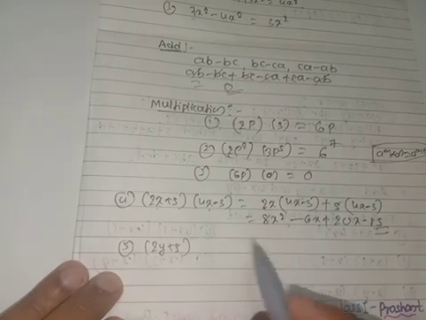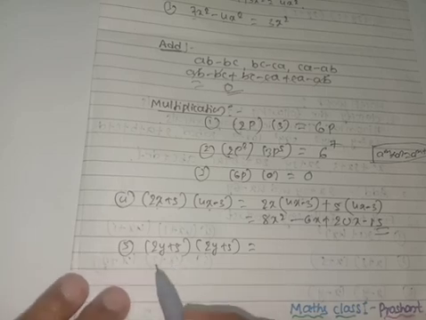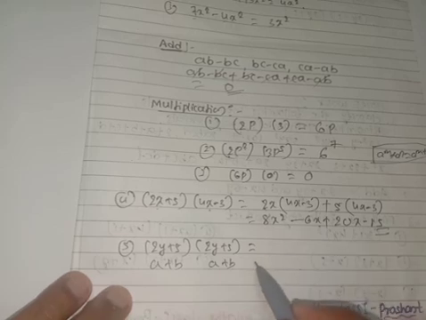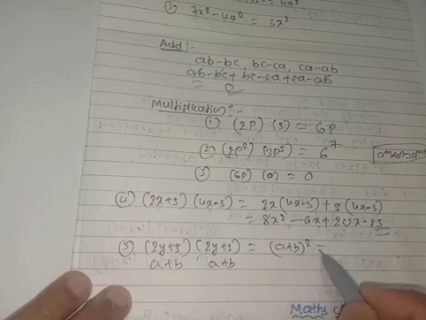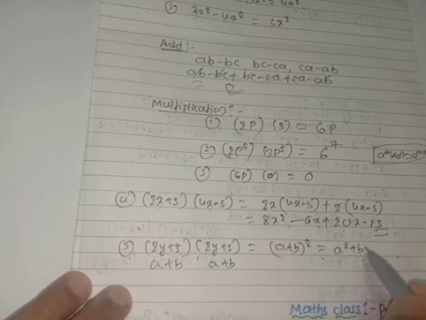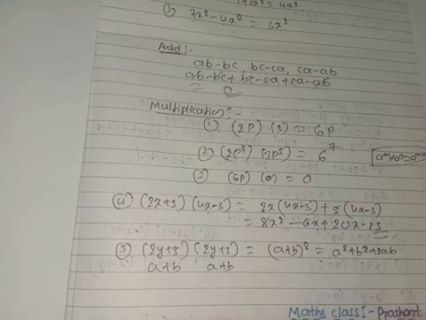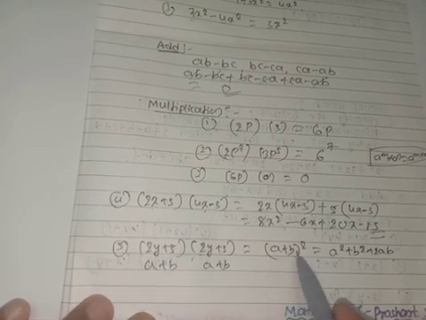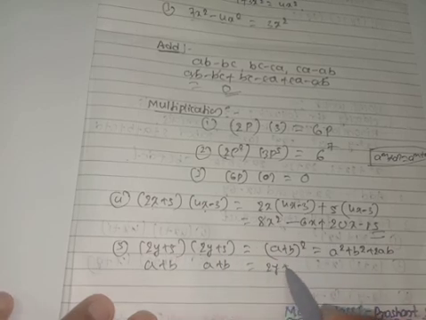Next, the fifth one: 2y plus 5 and 2y plus 5. Yes, it looks like the form a plus b and a plus b, means a plus b whole square. And what is a plus b whole square? a square plus b square plus 2ab. You have to use this identity and solve the equation. Both are the same terms, so it is 2y plus 5 whole square.